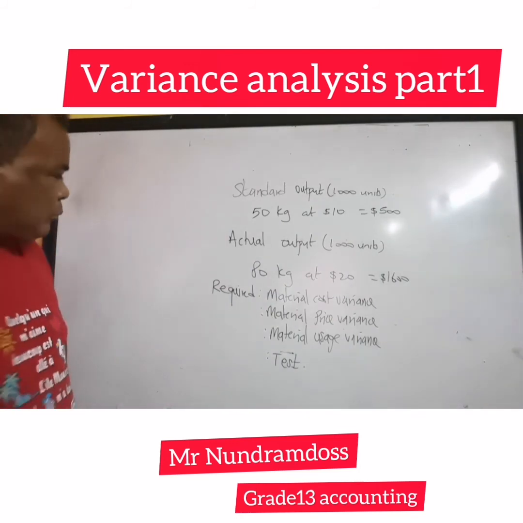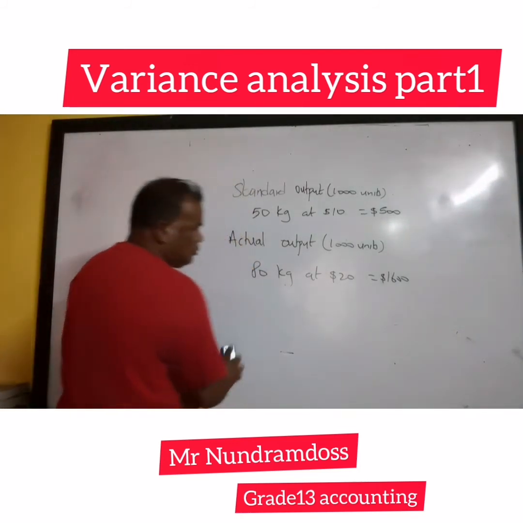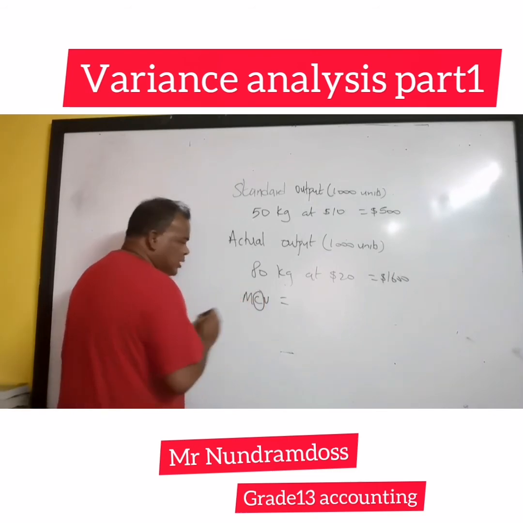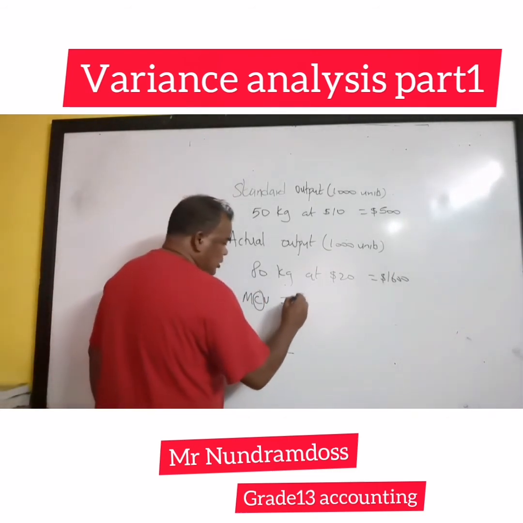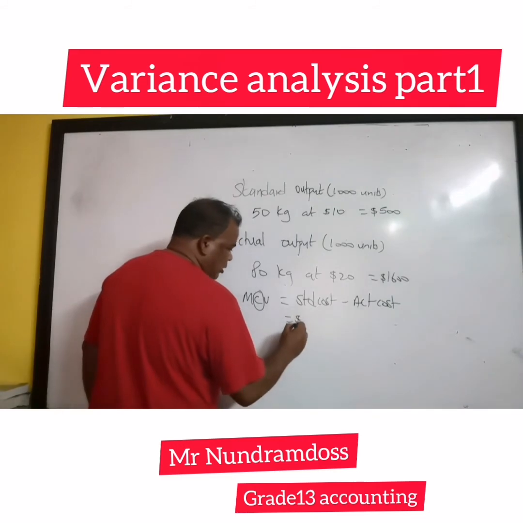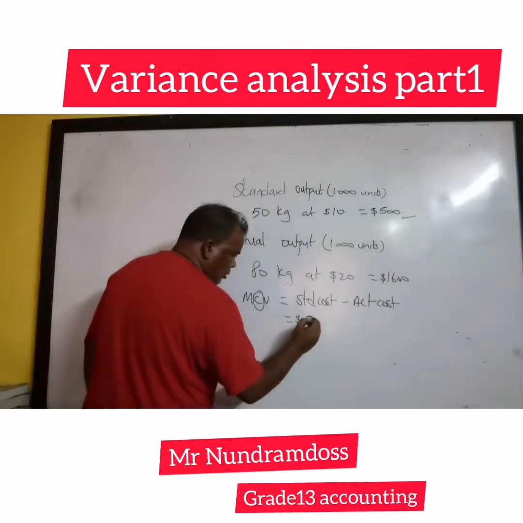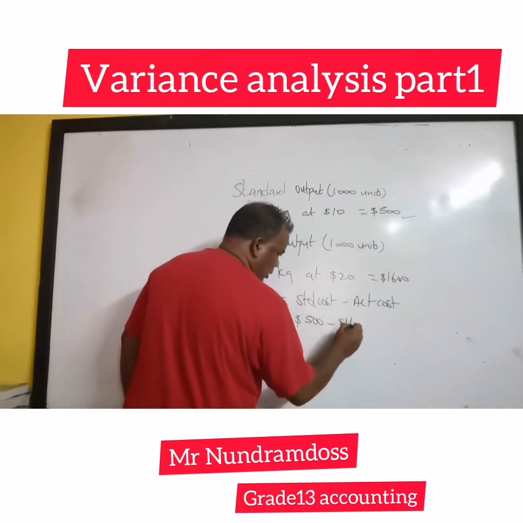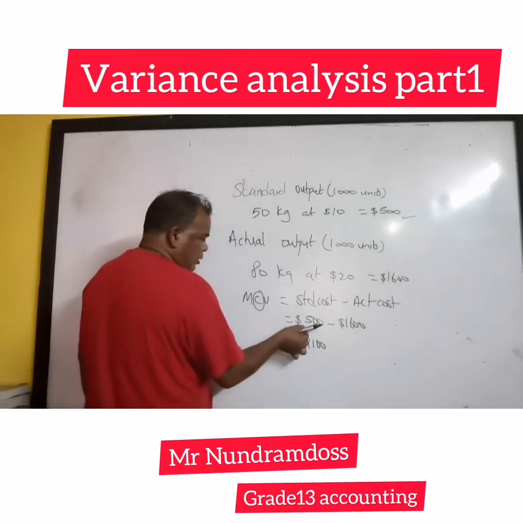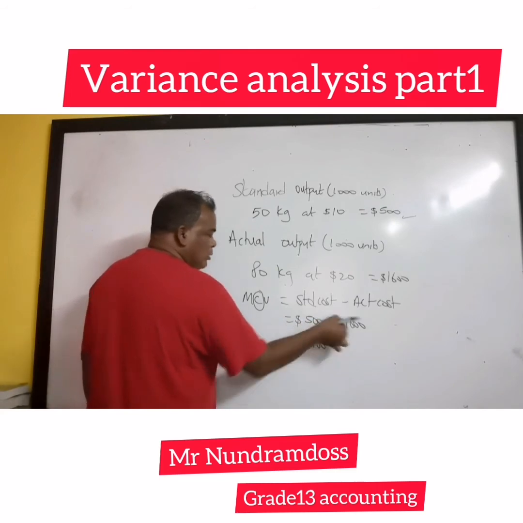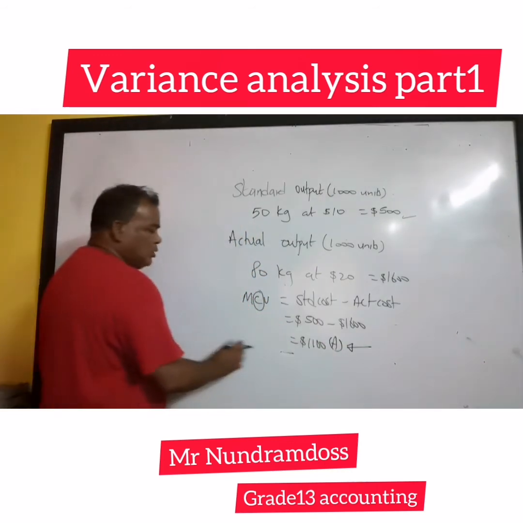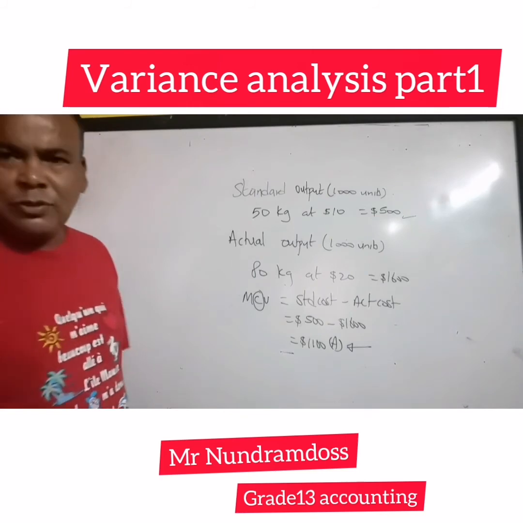Now let us see how we calculate material cost variance. Material cost variance. So we are going to see the difference in terms of costs: the standard cost minus actual cost. What is the standard cost? $500 minus actual cost $1,600. So the difference will give us, we expect to pay the cost of materials to be 500, but we pay 1,600, so we pay more. So this will be adverse. Profit will be reduced by 1,100. This is material cost variance.